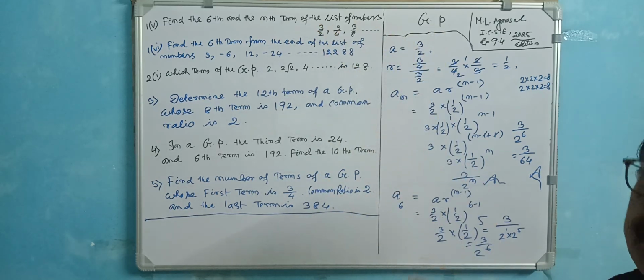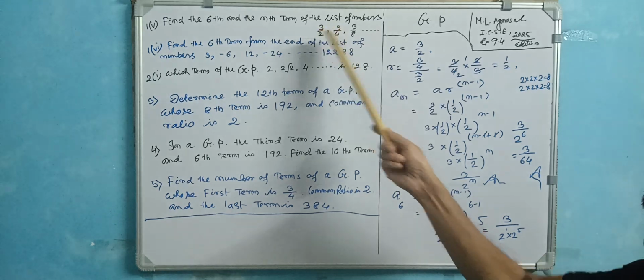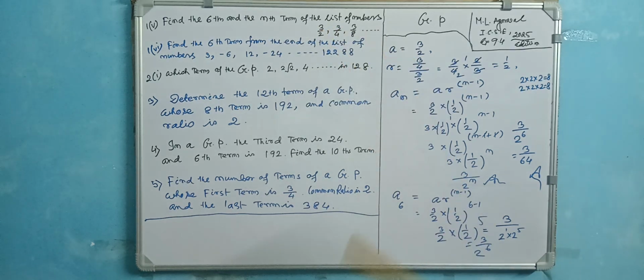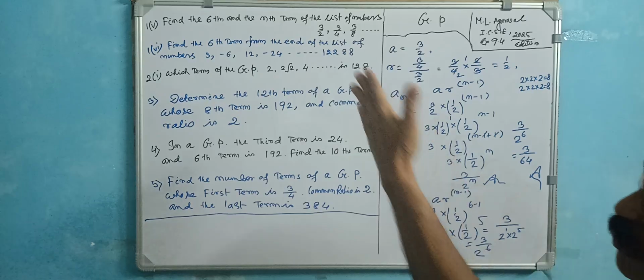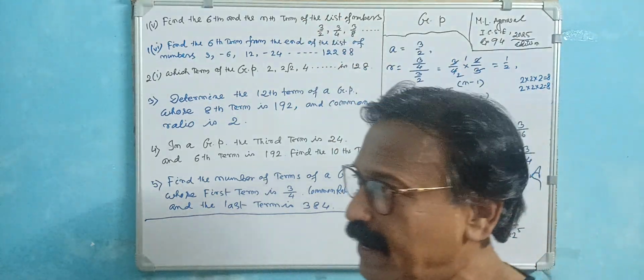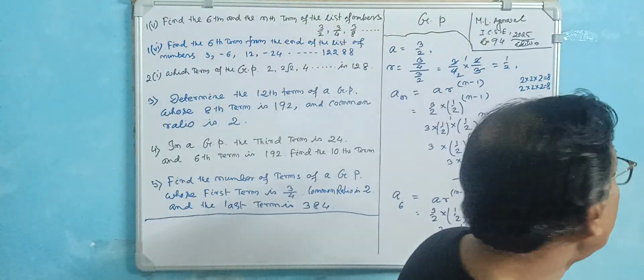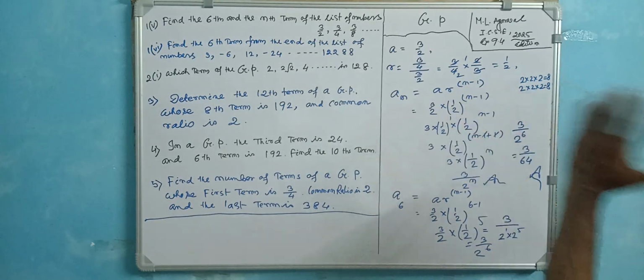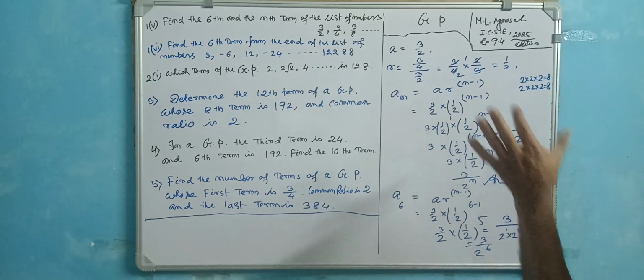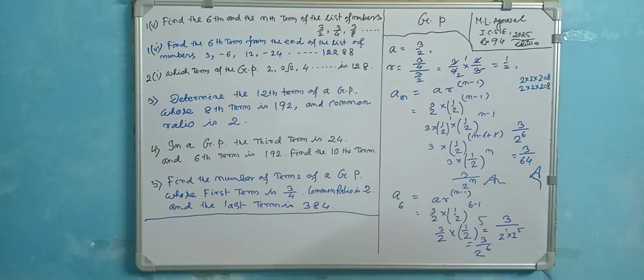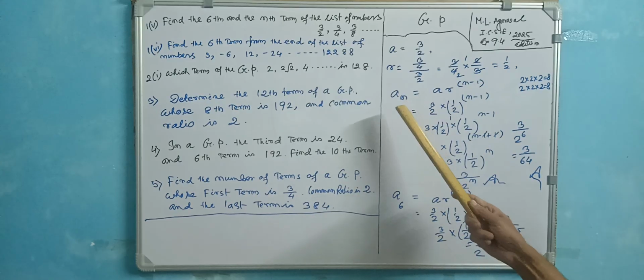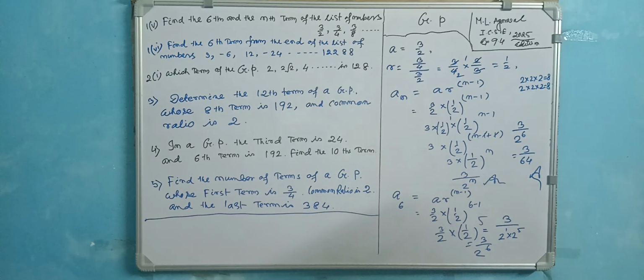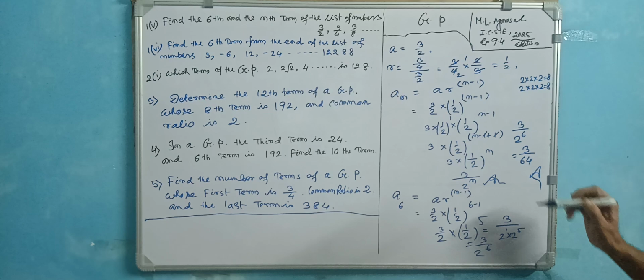What is the common difference? A2 by A1. So this is A2 by A1, and you get R. Now the nth term, you know the formula: AN, that is the general formula, is AR to the power n minus 1. You just put the value properly in the proper place and do the calculation. So ultimately, what is the value of AN? This is 3 by 2 to the power n. That is the ultimate value of AN.